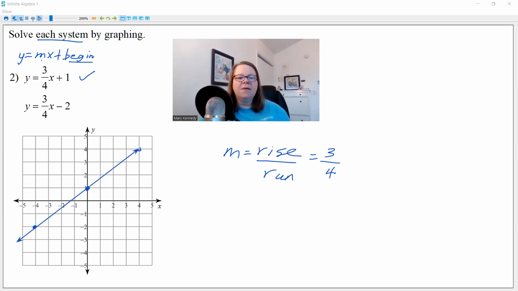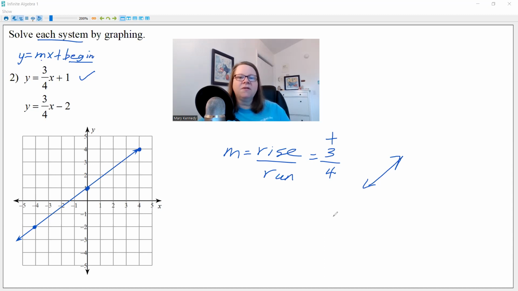The point of that being that you will still have a positive slope. 3/4 is a positive number, and that means that the slope has to be rising as we go to the right. And so you just want to make sure that it's going this way and not negatively, right? Okay. Now, here's our next one.